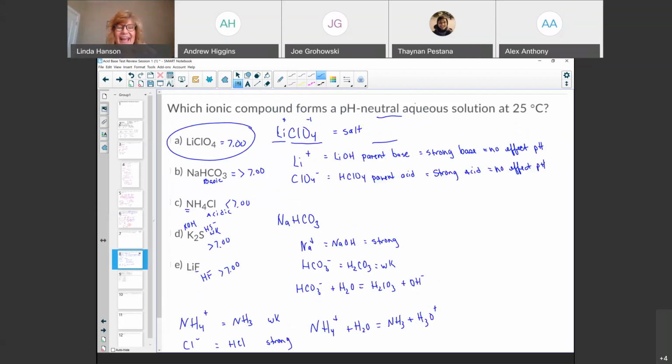You're looking for the positive and the negative to both have strong parents. And as soon as you can recognize which acid is strong, which base is strong, you can find the answer quickly. You don't have to write out equations. You just have to find the salt, the positive and the negative, that have strong parents.